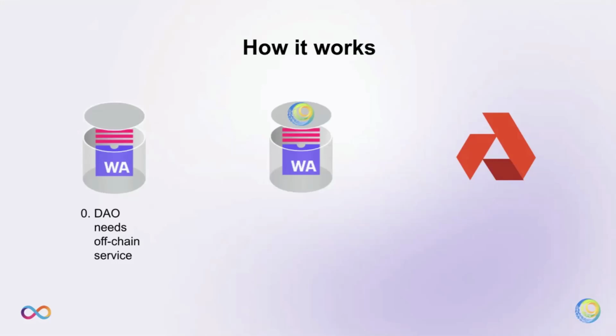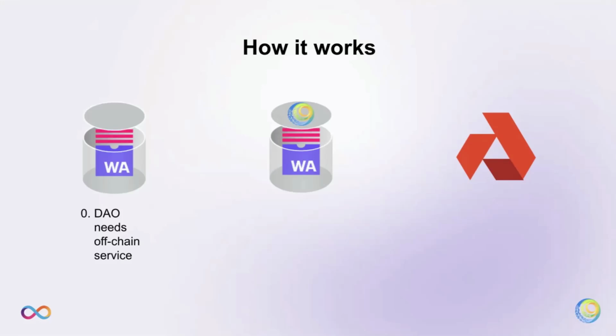So the initial situation is there is a DAO that needs to host an off-chain service. Right now, it's usually the development team or the core development team that hosts this service on AWS and takes care of paying the bills every month. But this means that the DAO depends on the development team to keep paying the bills. And also there is no transparency over what kind of service the development team is actually running because they control it.